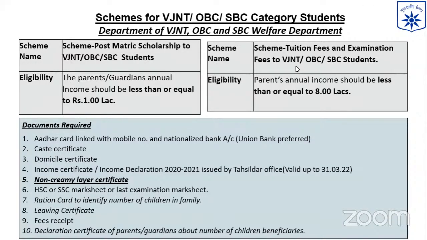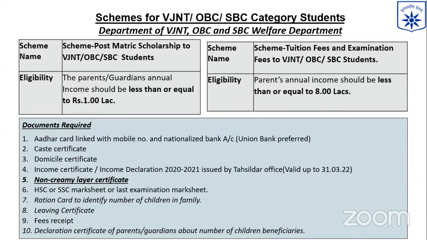Okay. Now here, what all documents are required? All the documents are the same, but a few additional documents are required in case of VJNT, OBC and SBC category students. So here, the very first thing, you should have a bank account of a government bank or a nationalized bank or post office.